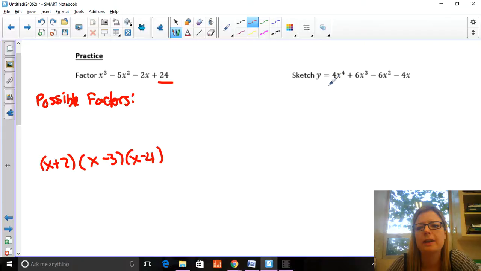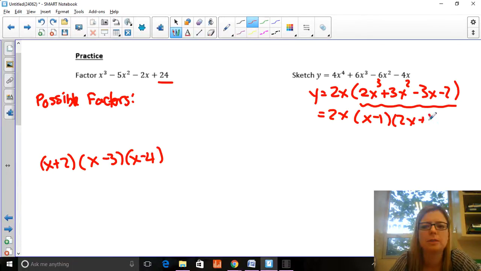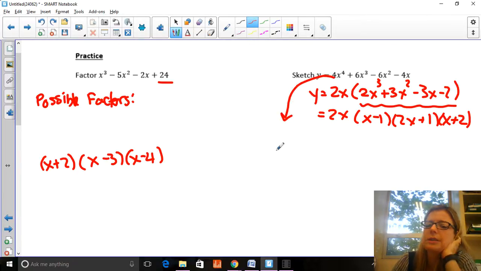For this one, like I said earlier, you can common factor out a 2x first, which makes it a lot easier. Now you have to keep the 2x out here, but you just have to worry about factoring this. When you do that, your solution should be 2x times 2x plus 1 times x plus 2. Then you should be able to sketch that, knowing what your zeros are and what the order of each zero is.